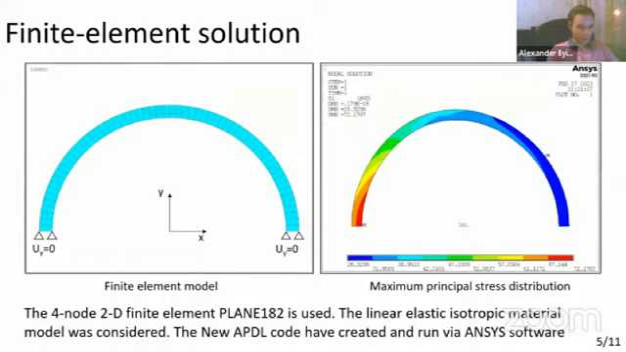Let us move to the model. The left-hand side presents the formulation of our finite element model. The problem is reduced to the two-dimensional axisymmetric problem for the cross-section of the torus loaded with a constant pressure on the involving internal boundary. In order to solve the boundary value problems with a priori unknown boundaries, a new APDL code was created and launched via the ANSYS finite element software.